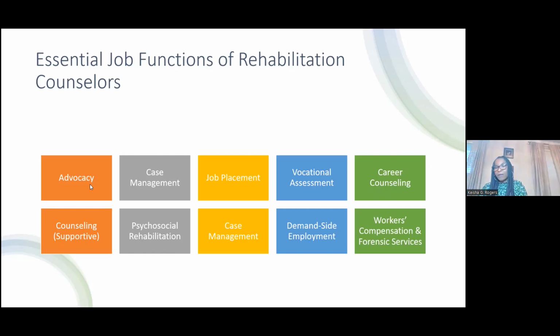And we also have work in workers' compensation and forensic services. And so when we think about rehab counselors, again, with advocacy and education, we educate the community. We start with the family. So we also work with families, helping them adjust if a person has an acquired disability, helping them learn how to adjust to that acquired disability, how they can support the person with the disability who is our client. And so there's a lot of responsibilities in the role of a rehab counselor.